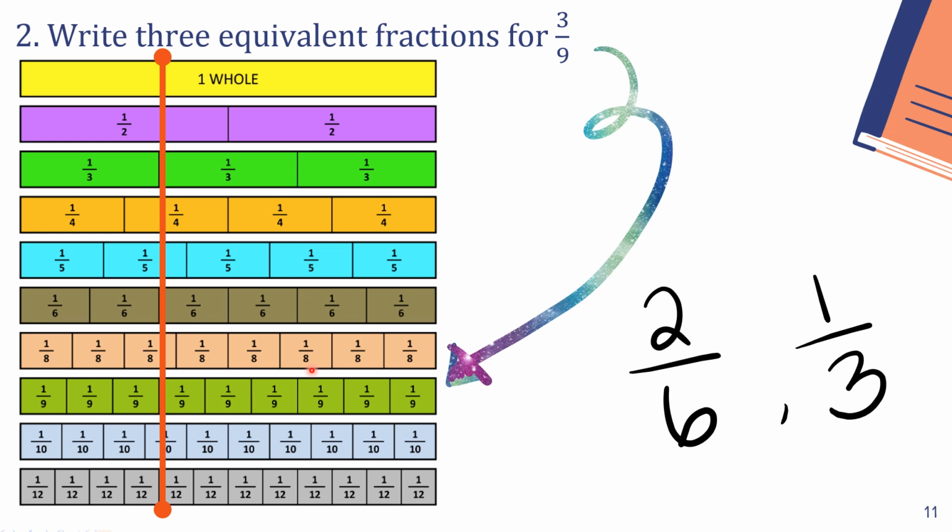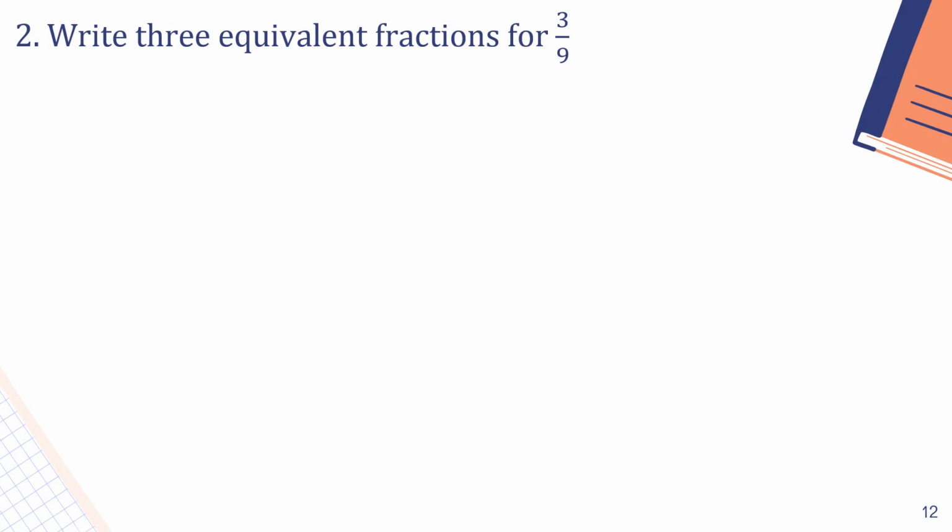Then I'm going to show you an alternative way that you could find an equivalent fraction, because this doesn't always work. For example, for 2 ninths, there are no equivalent fractions shown on these fraction strips. So this method isn't always going to work. I hand-picked 3 ninths to make this work. But let's look at a different way to find an equivalent fraction. If the fraction strip method doesn't work, you can try this approach.